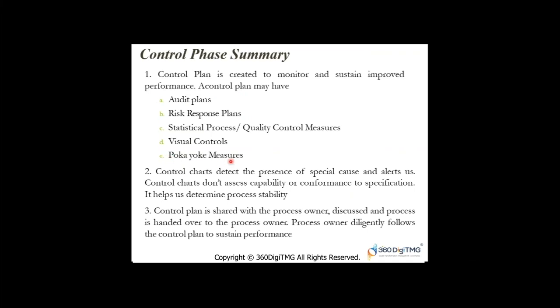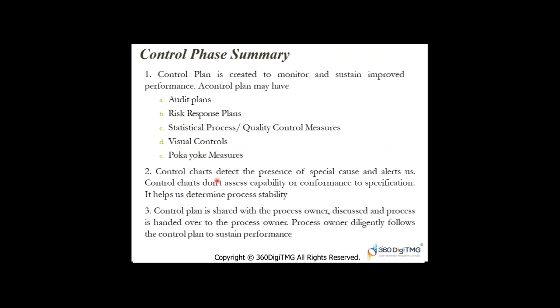First, try to mistake proof. If not, try to use your visual controls to some extent. It's going to address the issue. Or use your process control for ongoing. Come up with your risk response plan. And the last but not the least, or I would say it is the least also, audits and inspections. Least preferred, but sometimes you tend to do that.